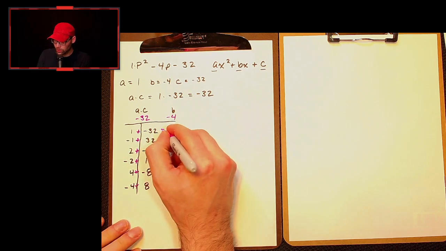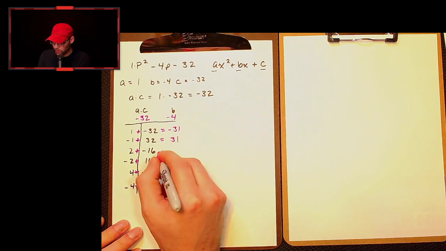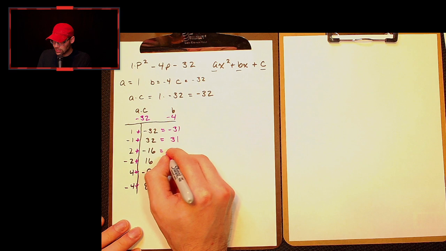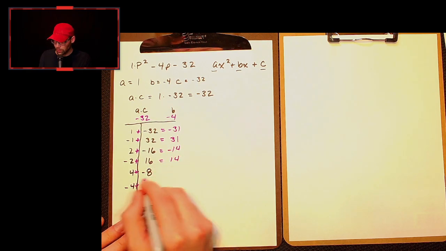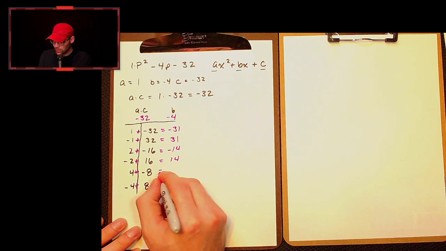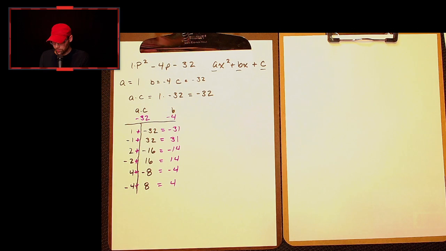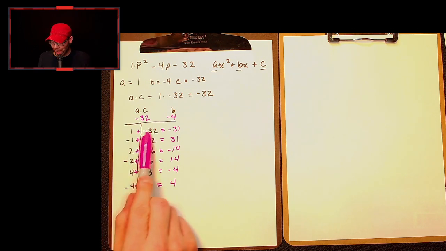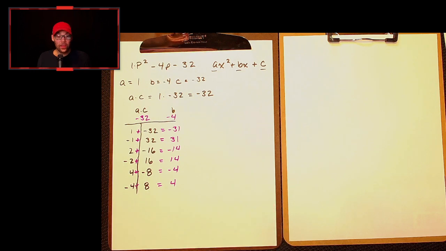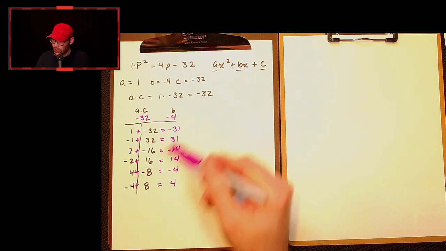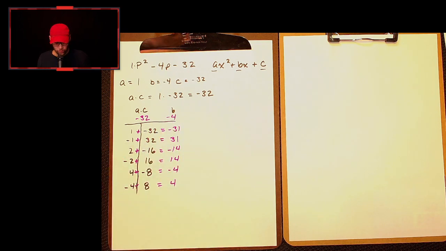1 plus -32 is -31. -1 plus 32 is +31. 2 plus -16 is -14. -2 plus 16 is +14. 4 plus -8 is going to be -4. And then -4 plus 8 is going to be +4. So once again, all we're doing here is adding the factors together to see what number we get. And then the goal is to see, do any of these numbers match what we found for B?